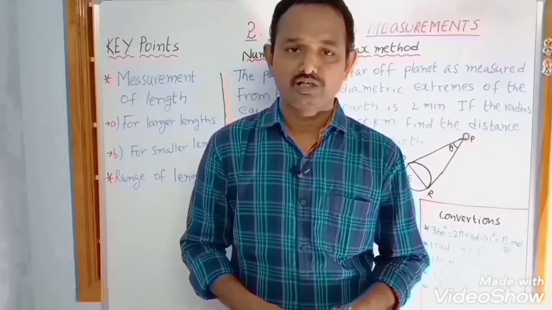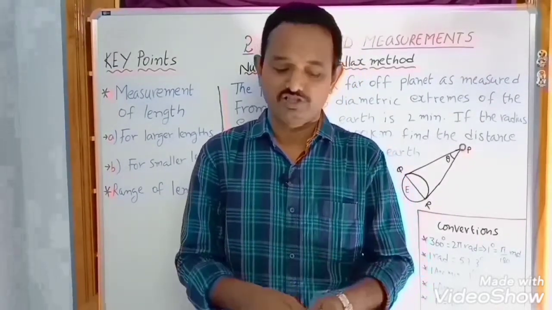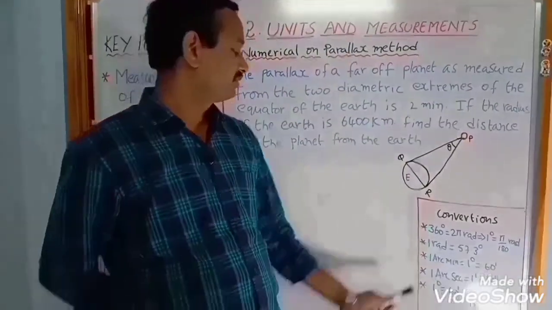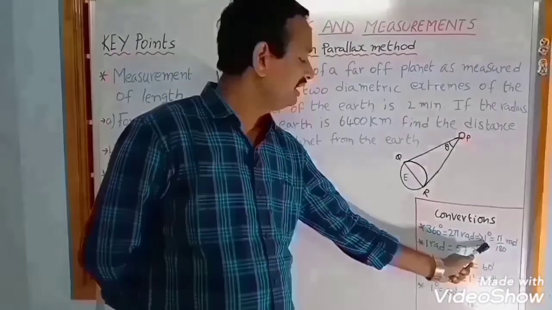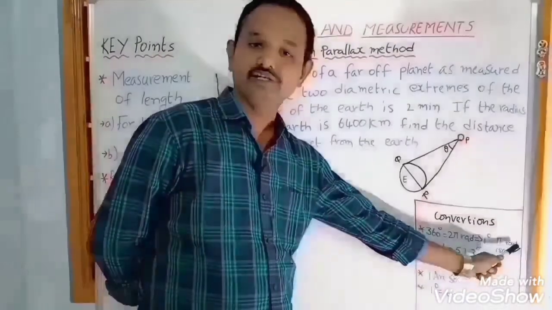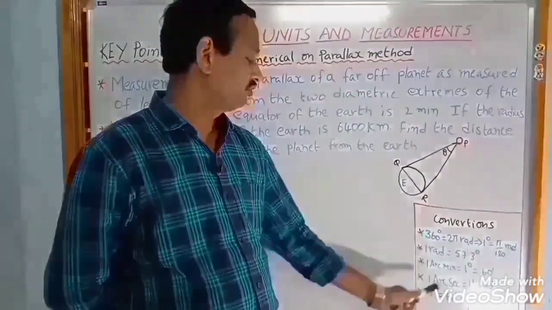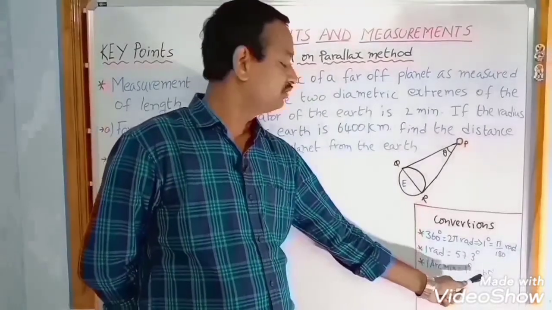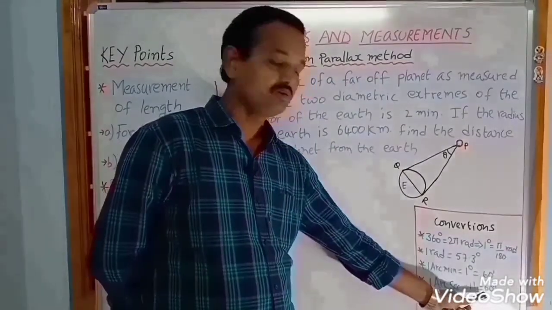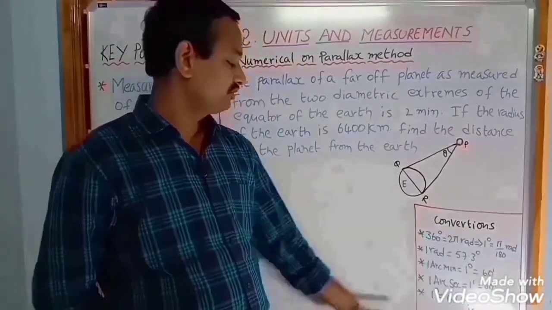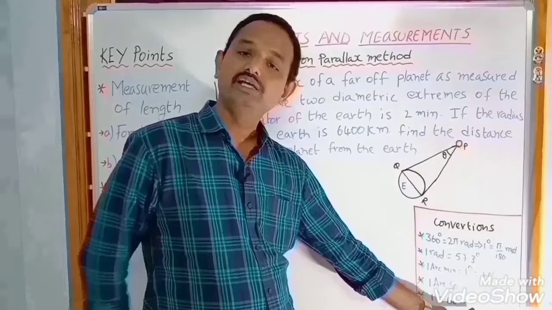Now we will do a numerical on the parallax method. Before doing the numerical, you need to know some conversions. Look at here. Here 360 degrees means 2 pi radian. From that, 1 degree equal to pi by 180 radian. 1 radian means 57.3 degree. 1 arc minute means 1 degree is equal to 60 minutes. 1 arc second means 1 minute is equal to 60 seconds. So 1 degree equal to 60 minutes, or you can write pi by 180 radian.